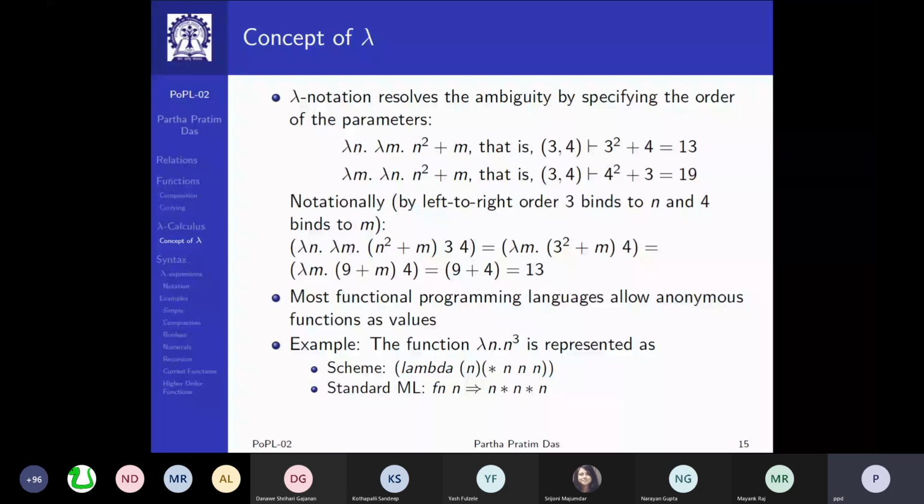If you look into real functional programming languages, most languages allow anonymous functions as values. For example, in the Scheme language, you can write this same thing in terms of this expression. Scheme explicitly uses the word lambda to represent this notation. Standard ML does that in terms of fn, f of n. These are different language-specific notations, and interestingly, C++11 onwards has lambdas included. So we will talk about C++ lambda syntax and applications in a different module.